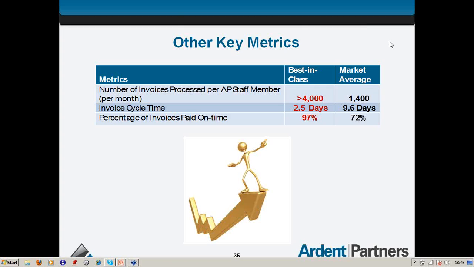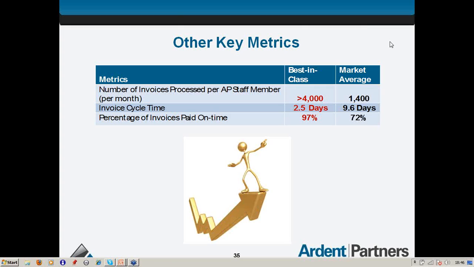One way best-in-class companies are able to achieve this level of efficiency is by setting up systems and processes that allow for a certain percentage of invoices to be processed straight through. So really best-in-class is just left to manage exceptions to that process.